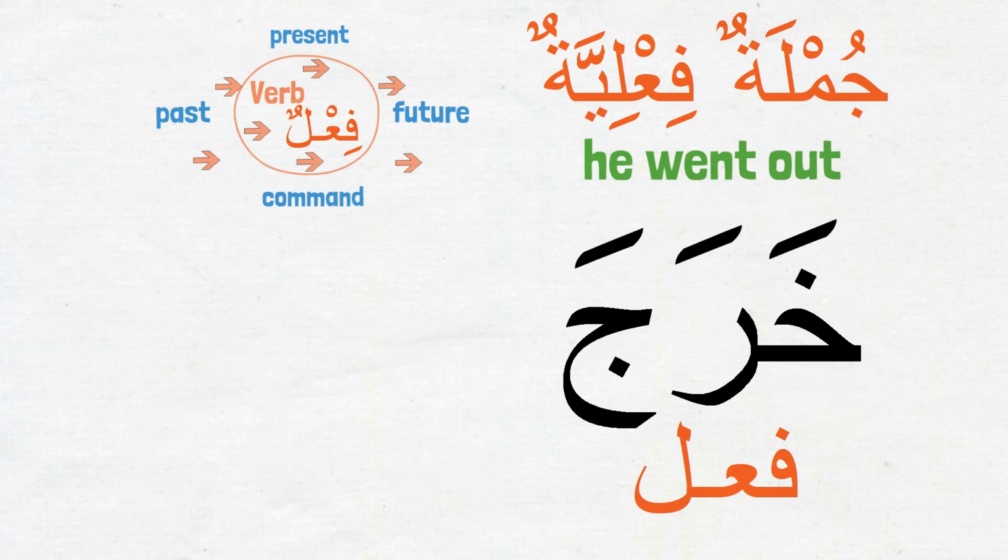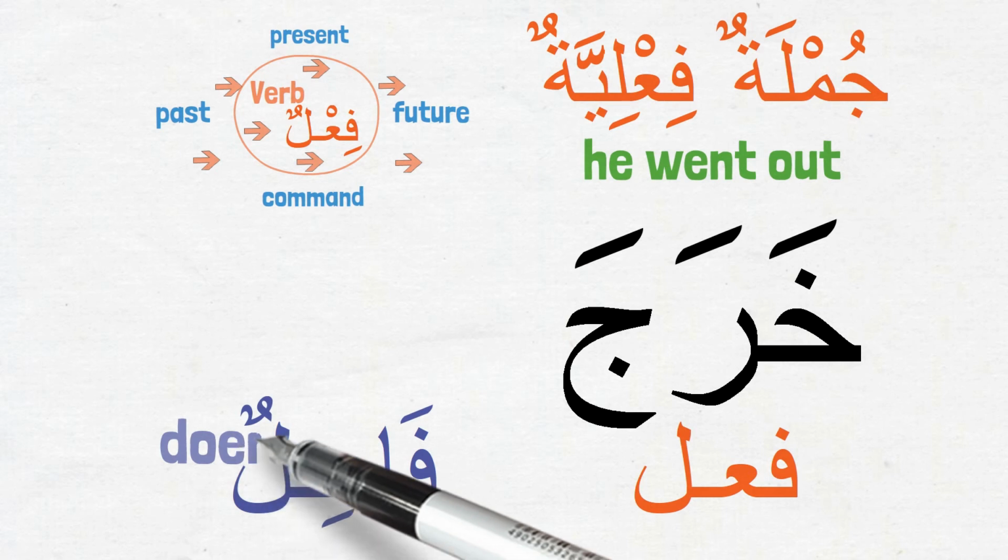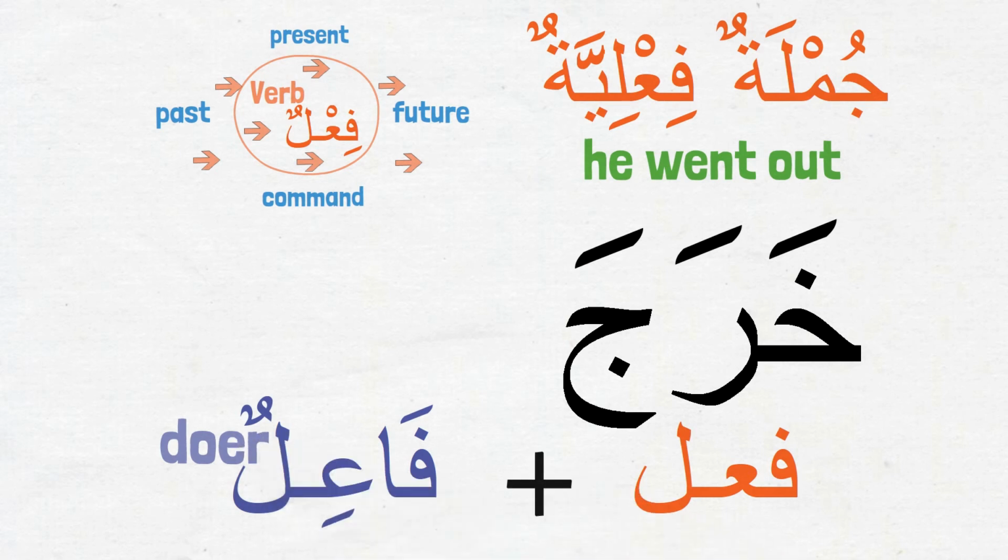As we know by now, the first word in jumla fi'aliyya is a fi'al. And because fi'al indicates some sort of action, one of the things we look for in a verbal sentence is a doer of that action, which we call fa'il. So the fa'il is the doer of fi'al, okay? And fa'il comes after fi'al in Arabic verbal sentences.